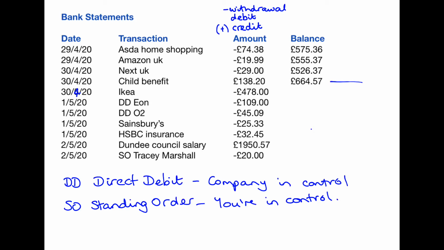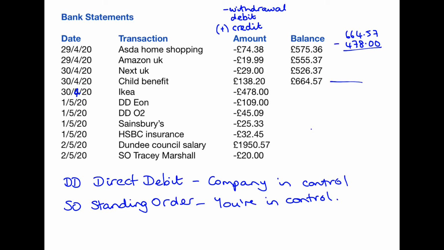So what we need to do is our balance, which was £664.57, we need to subtract £478 from that, because that's been spent and that money now has gone to IKEA. So I'm just going to use a calculator for doing these for speed.